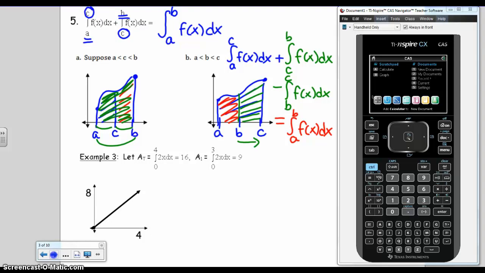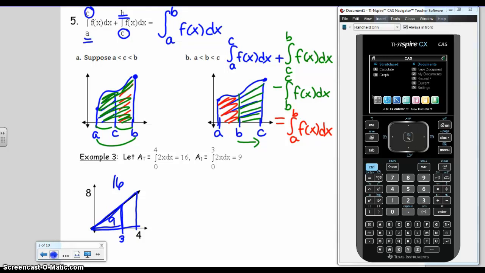So in example 3, they're giving us the line y equals 2x, and they're telling us from 0 to 4 the entire area is 16. So we know that this entire area under the curve is 16. And it says that the area from 0 to 3, so if we just chop it off at 3, this area right here is 9.